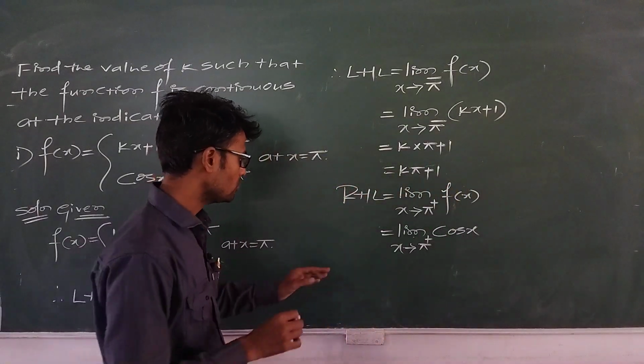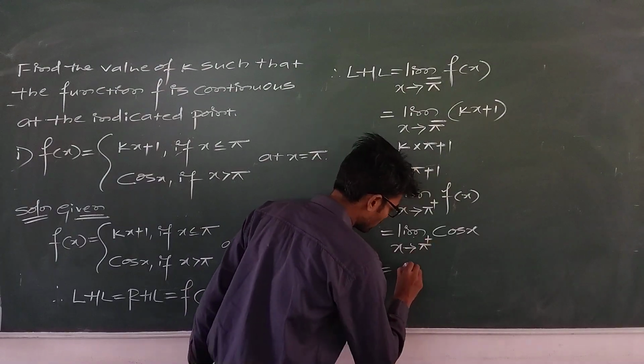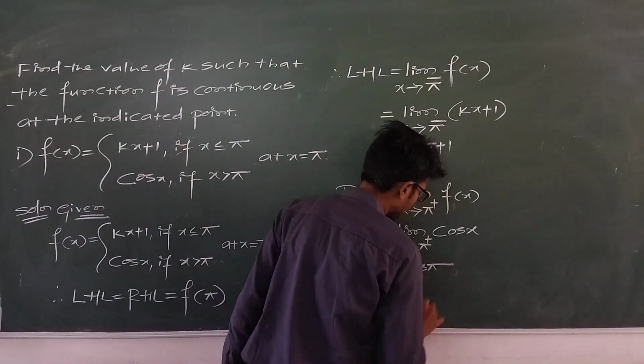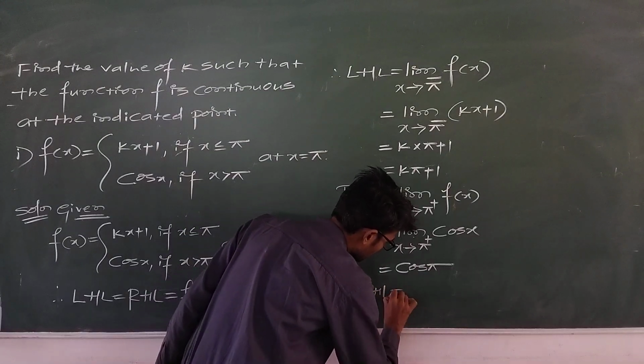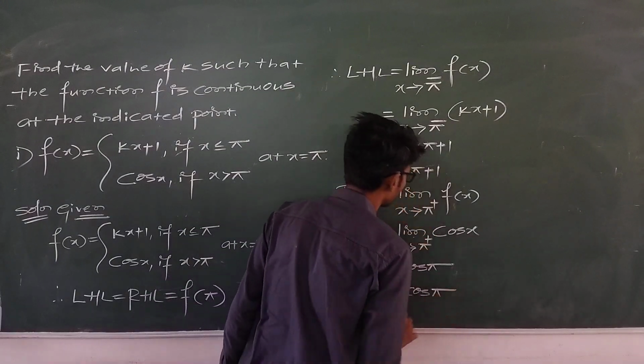Now you drop the limit and take the value of x equal to pi. So you will get cos pi, and this is the value of RHL. So RHL is equal to cos pi.